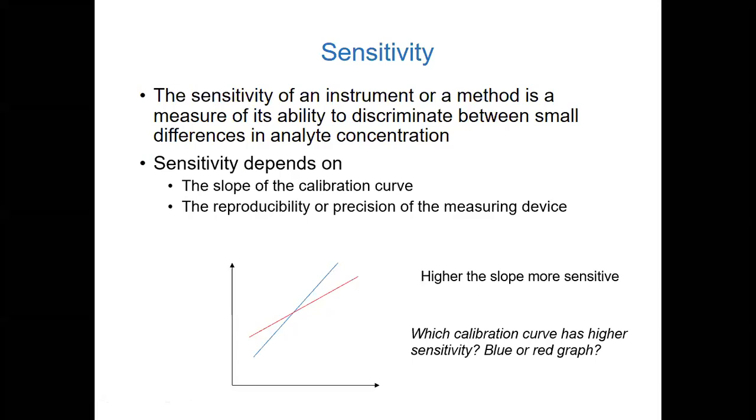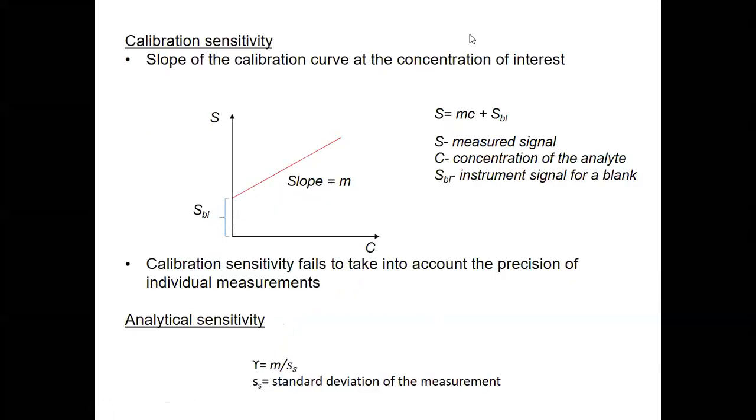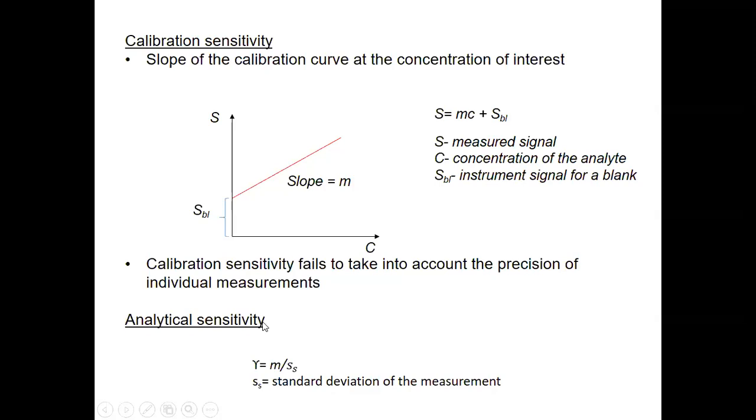So when you have been given, let's say, 3 calibration plots, and you were asked which one has the highest sensitivity, the only thing you have to do is determine the slope. If any method has the highest slope, then that method has the highest sensitivity. So this is the important thing. The higher the slope, the more sensitive, right? And for sensitivity, we have 2 types: calibration sensitivity and analytical sensitivity. Calibration sensitivity is the slope of the calibration curve.